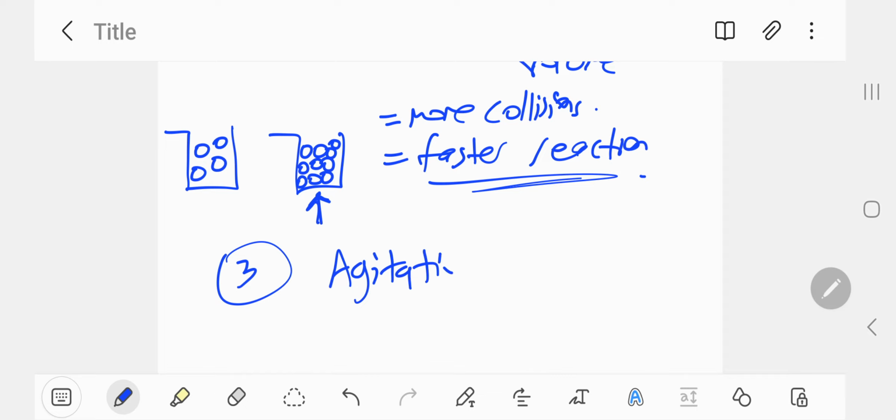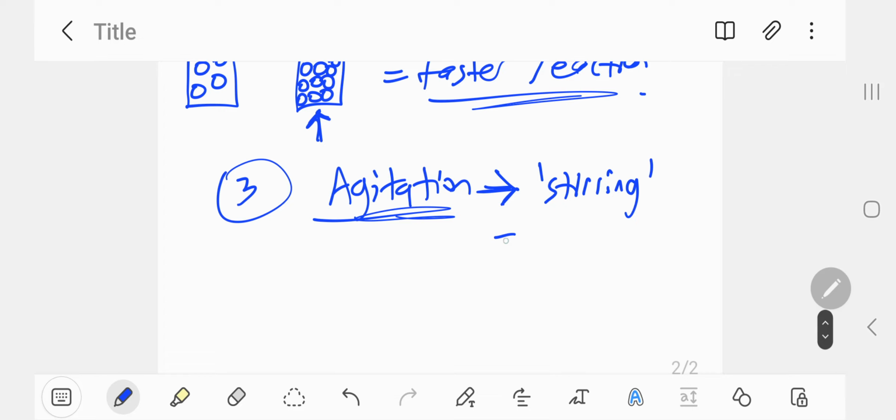The third way to increase the rate of reaction is quite simply just stirring the reaction. It's called agitation. Agitation means stirring. If you stir, there's more collisions. So just to note, with all these ways to increase the rate of reaction, they all involve more collisions. If there's more collisions, there's more reaction happening and the reaction happens faster. More collisions, faster reaction.